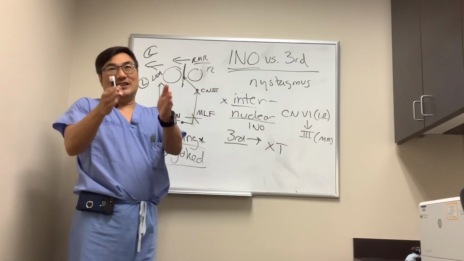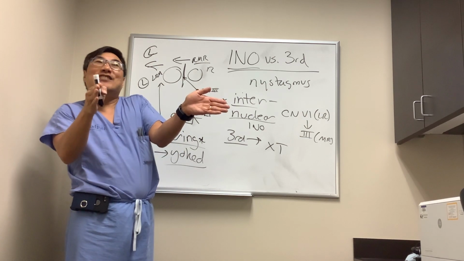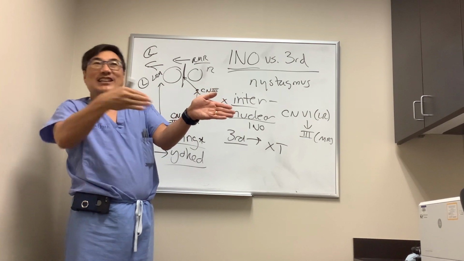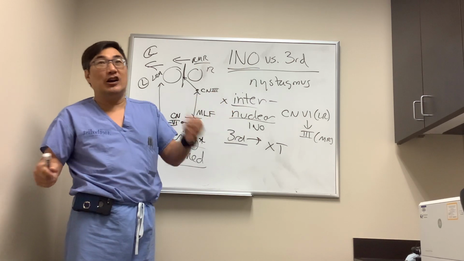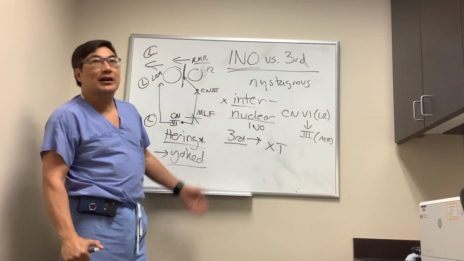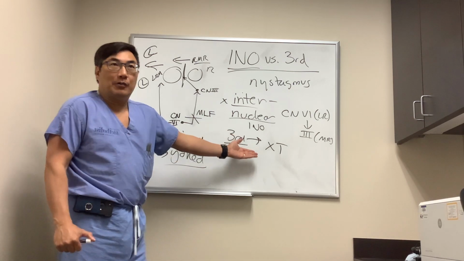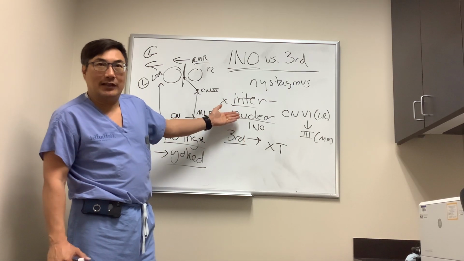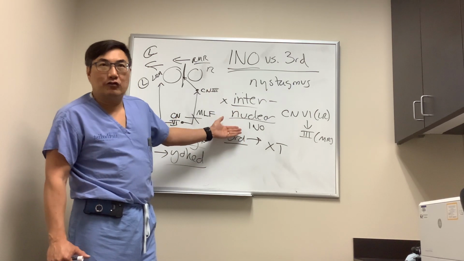In a third nerve palsy, your eye is out, but there's no Hering's law firing to tell the eye to jump. And therefore, there is no horizontal dissociated abducting nystagmus in third nerve palsy, but there is a horizontal abducting nystagmus in the internuclear ophthalmoplegia.